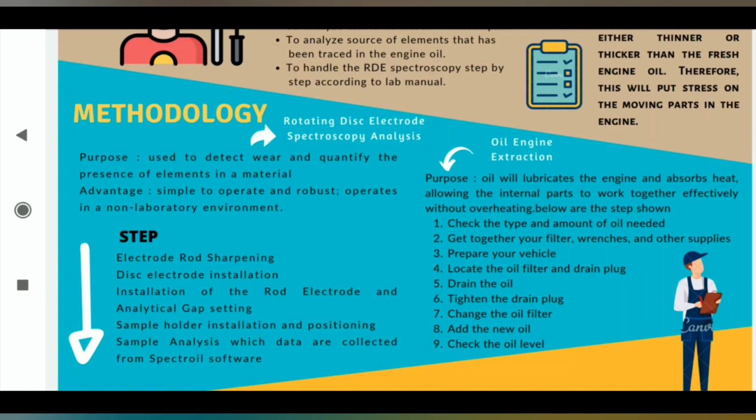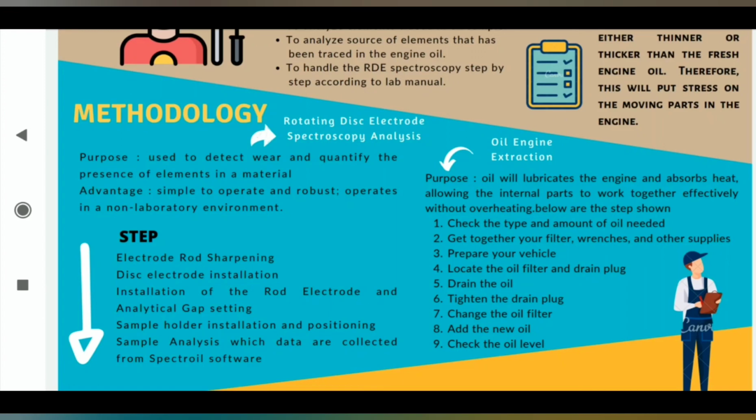The second process is done by pushing the disc carefully and very slowly with some pressure against the shaft. The third one is installation of the rod electrode and analytical gap setting. So after inserting the rod electrode, make sure the analytical gap is set and lowered before you run the process.